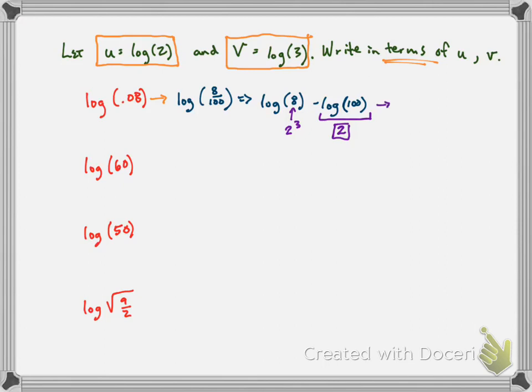So I can rewrite this now as the log of 2 cubed. That's a power of 3, the log of 2 cubed, take away 2. I can pull my 3 out in front and rewrite this as 3 times the log of 2, take away 2. And we know that anytime we see the log of 2, we are to express that as u. And so in the end, we can express this as 3u take away 2.